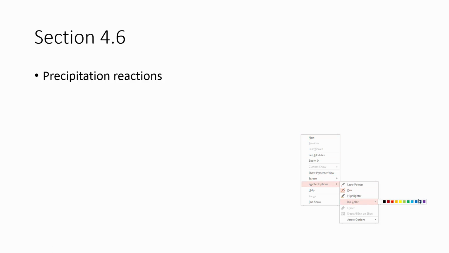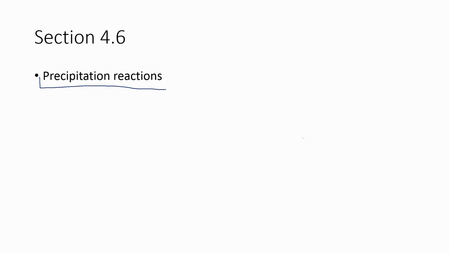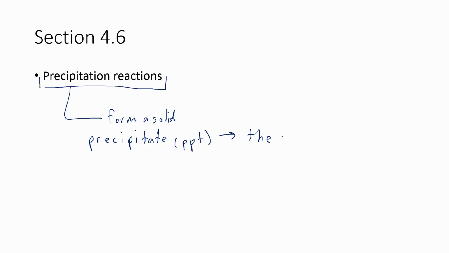In section 4.6, we start to talk about the different types of reactions. And the first one we're going to talk about builds off of this last section where we talked about the solubility rules to talk about precipitation reactions. Now, precipitation just means to form a solid in terms of aqueous solution chemistry. And a precipitate, usually abbreviated PPT, is just the solid itself that formed during a reaction.